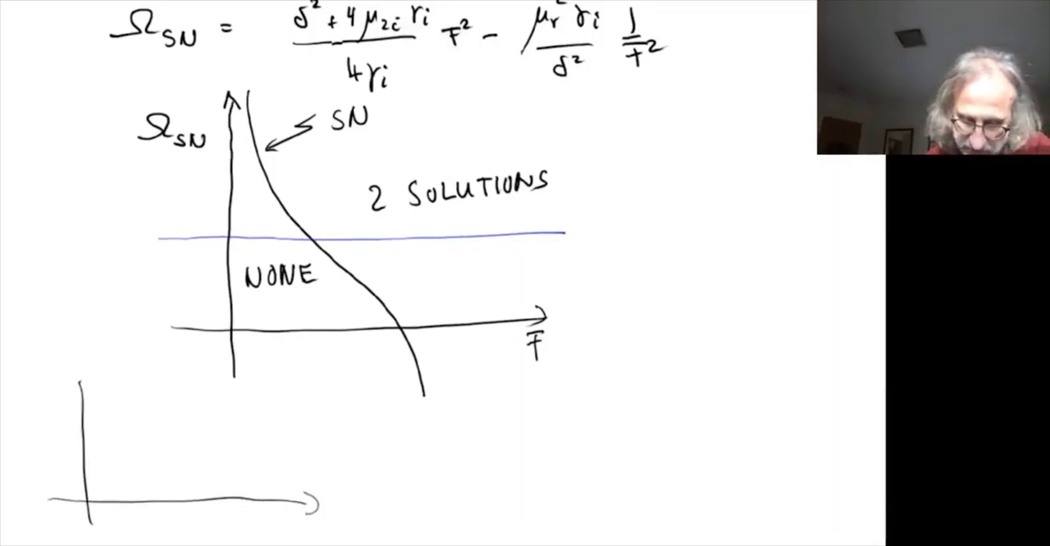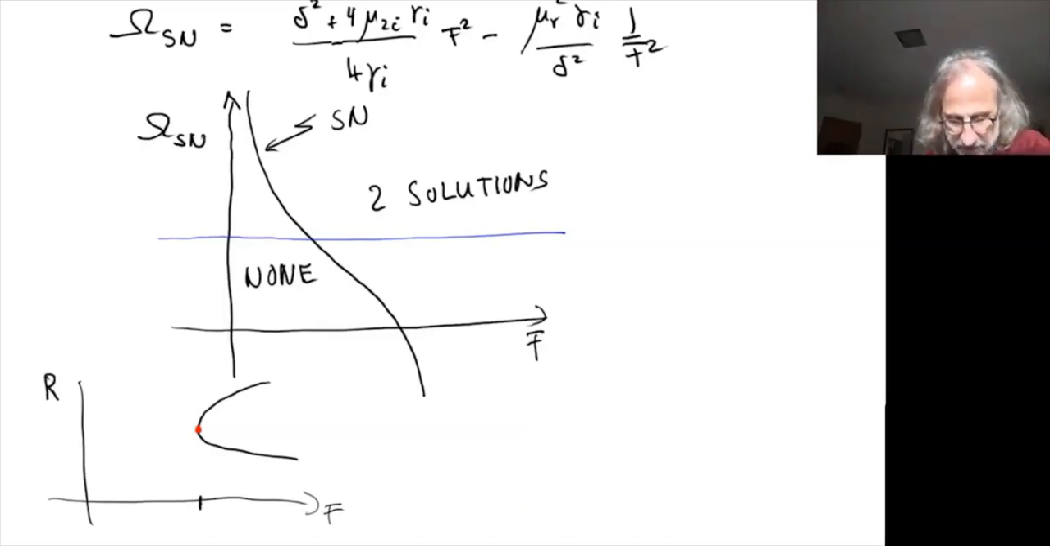Increase the forcing for given detuning. And so then there's no solution below a certain value. And at this point, you get a solution. So that's maybe this point. And so then you have a saddle-node bifurcation like that. And the saddle-node bifurcation occurs here. And so you have these two solutions, and this would be the amplitude R. And this branch does not connect ever with R equals 0.